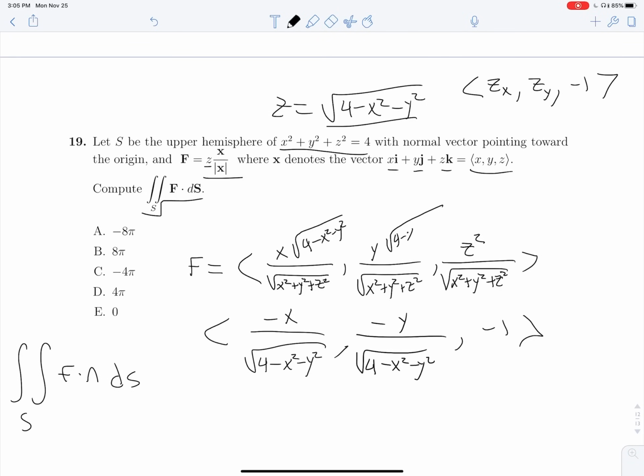Root 4 minus x squared minus y squared. And this will just be 4 minus x squared minus y squared. So now we'll also notice that we have z's stuck down here. We have z squared stuck down here. And we just found that z squared is 4 minus x squared minus y squared.